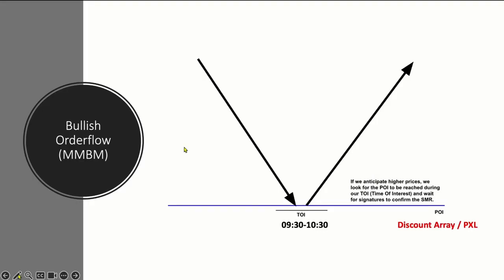So let us now take a look at the New York session. The New York session bullish order flow model looks like the following. So, market maker buy model. What we see is that sell side delivery occurs into a point of interest during the right time of the AM session. During 9:30 to 10:30 AM, we want to see the point of interest get reached, smart money reversal form, market should expand higher once the smart money reversal is in.